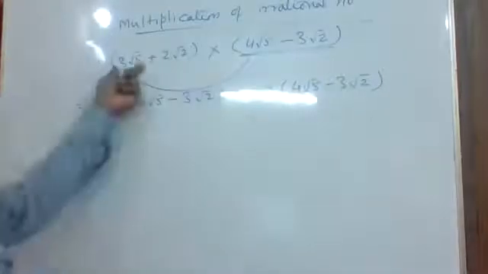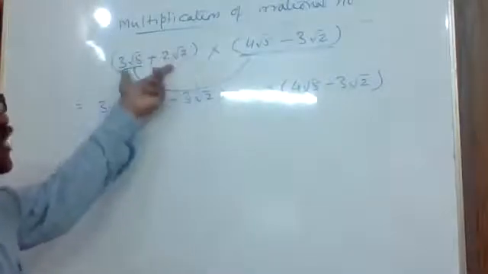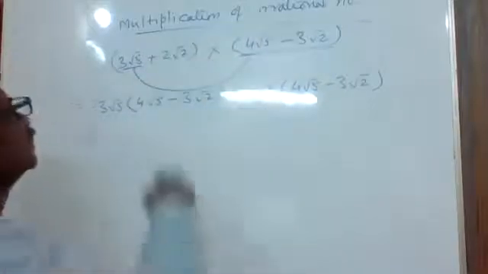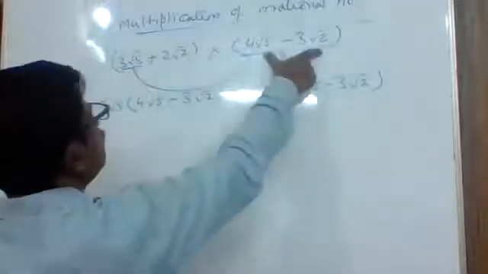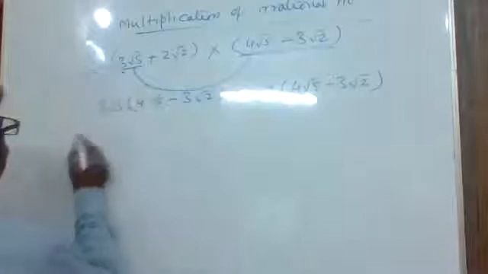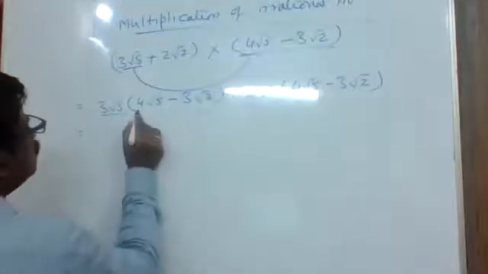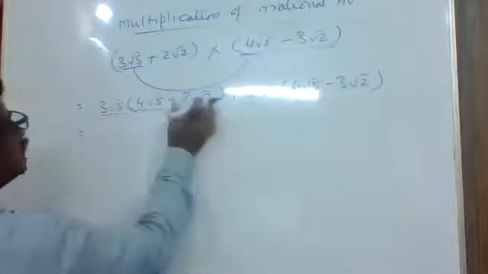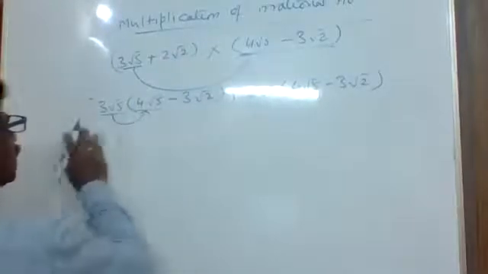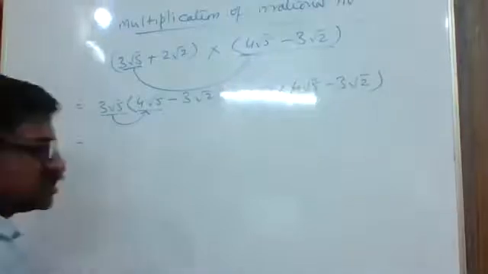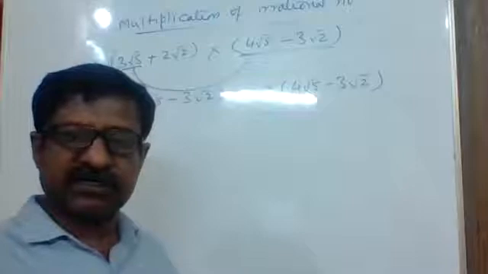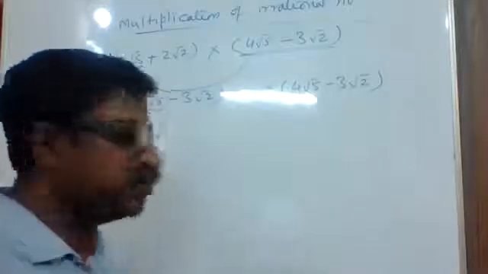Clear? This 3 root 5 as well as 2 root 2 both have to be multiplied with both the terms of the second number. First we have multiplied 3 root 5 with this number, then 2 root 2 with this number. Now we'll continue. This has to be multiplied with this as well as this has to be multiplied with this. Since you have practiced so many questions, I'm reducing some steps, expecting that you understood this.